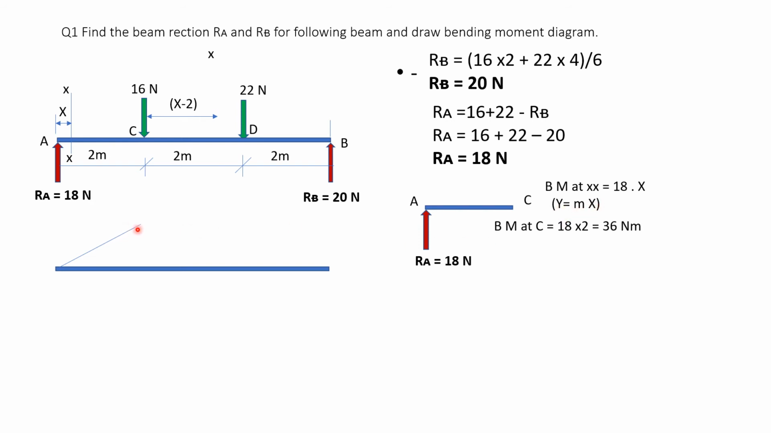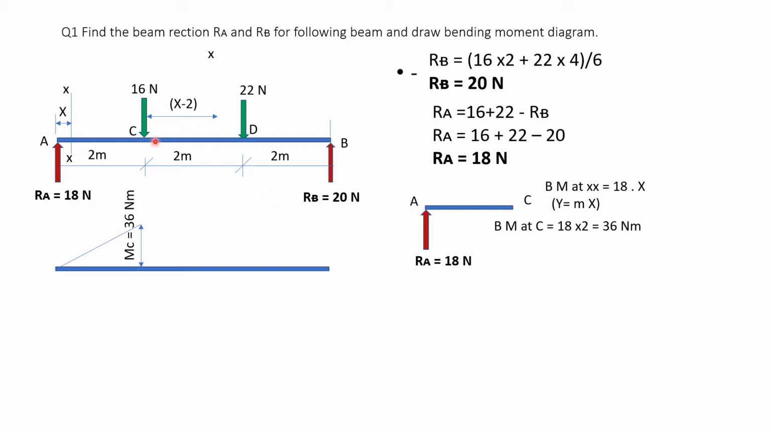The vertical y ordinate is the bending moment, and x is the horizontal distance from A. So this vertical ordinate here is 36. This is the bending moment at C, 36 Newton meter, and in between it is an inclined straight line. So you have to remember that when there are point loads, the shear force diagram is a horizontal line, whereas the bending moment diagram is an inclined straight line.